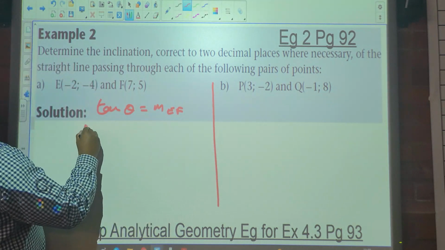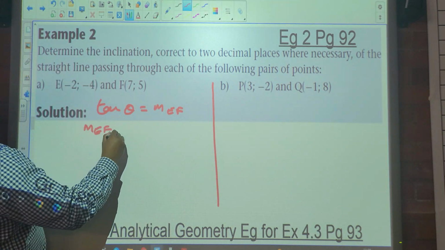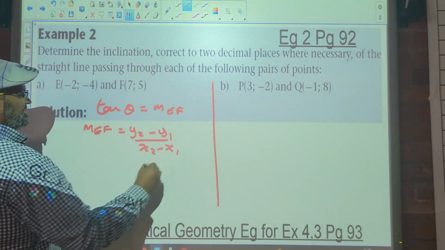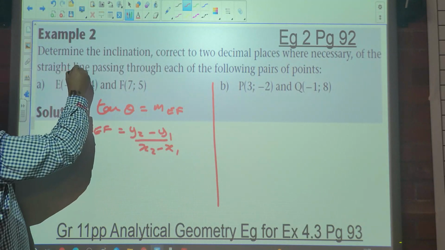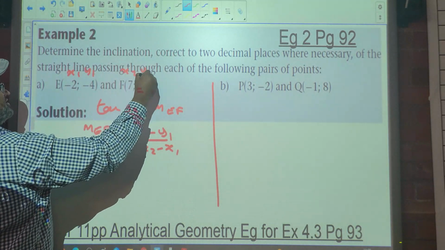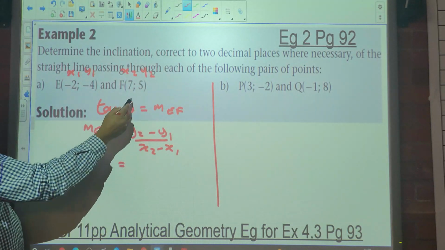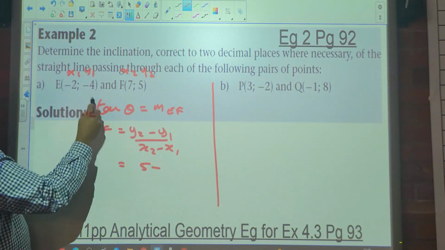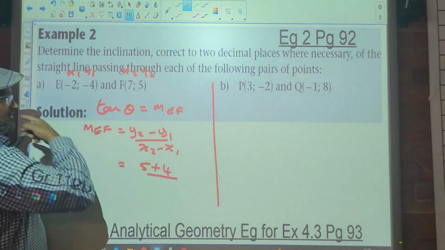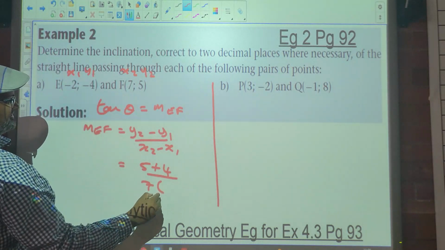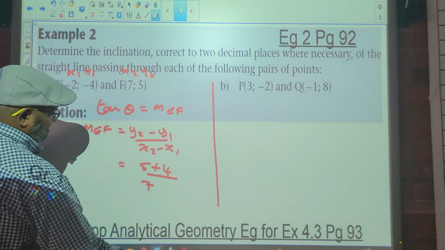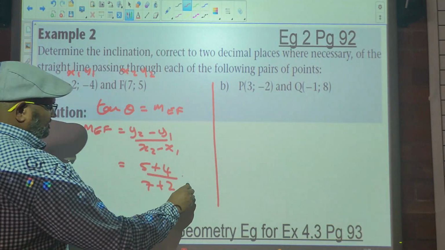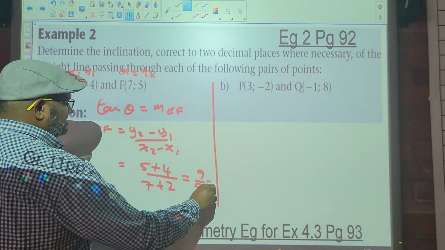So how do I work out the gradient of EF? Y2 minus Y1 over X2 minus X1. If that is x1, y1, that will be x2, y2. So what would y2 be? 5 minus negative 4 becomes plus 4, over 7 minus negative 2, which is? So this gradient worked out to be 9 over 9, which is?